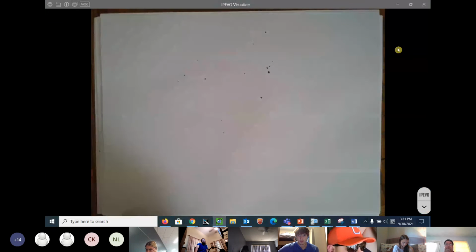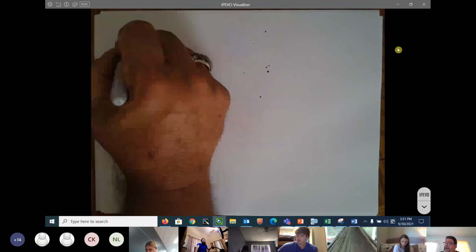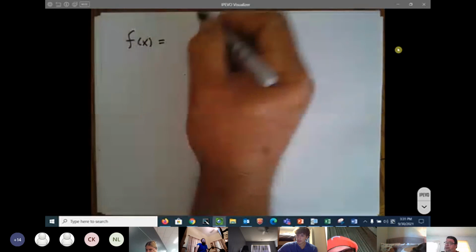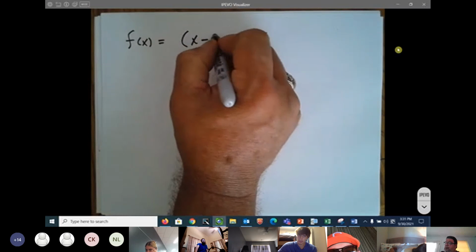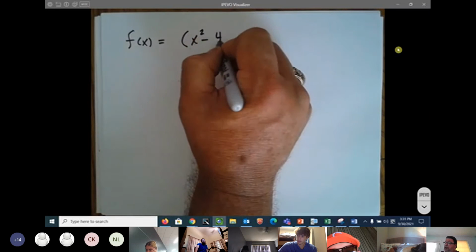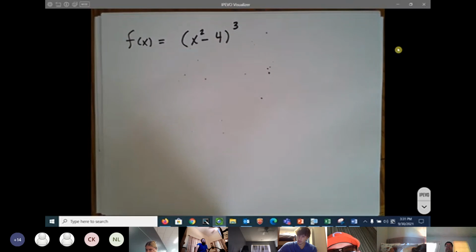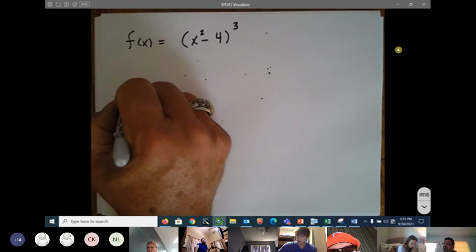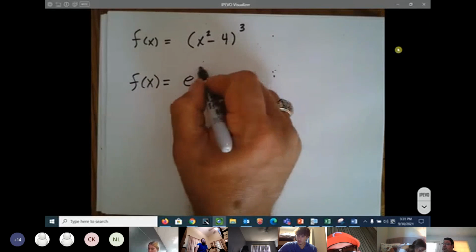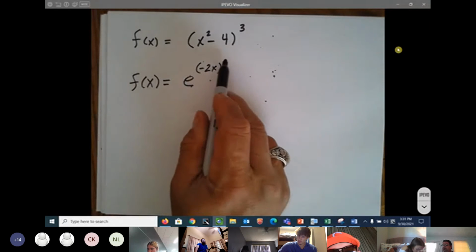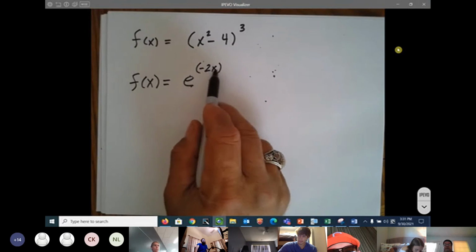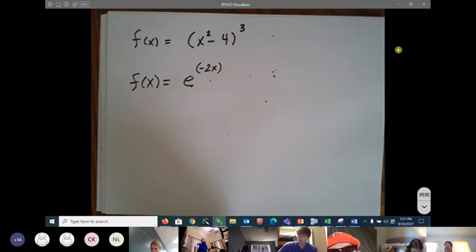Parentheses and powers, exponents. F of x is equal to (x squared minus 4) raised to the third power. This is an example of one you would do with the chain rule. Here's another one. F of x is equal to e to the negative 2x. You've got parentheses, and you could have a power up here too, but that's parentheses. Whenever you see parentheses, be wary.